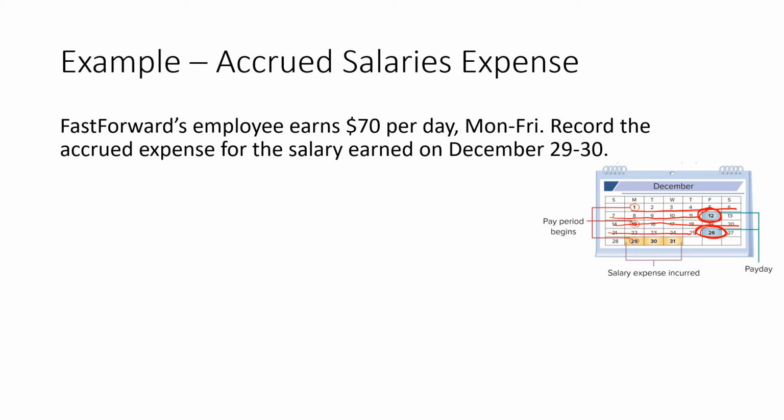So then at the end of the month, it looks like the employee has worked for 3 days, but it's the end of the month. So we need to adjust for things that have happened during the month that haven't been paid yet. So this is 3 days of work at $70 per day. So that's a total of $210 that will need to be accrued as of the end of the month. So we will record this for December 31st.